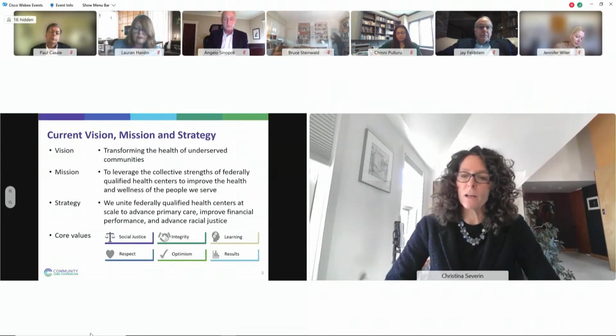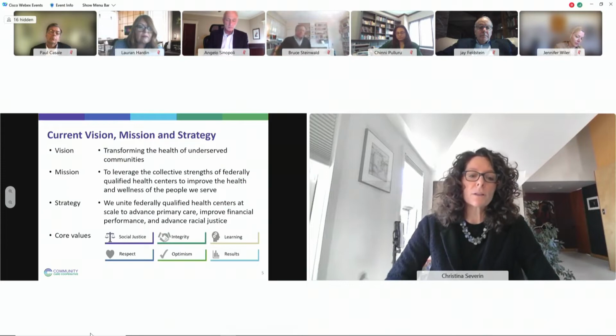This is our vision, mission, strategy, and core values. I'm just going to read the strategy. This is a trifecta strategy for C3. It's focused on uniting FQHCs at scale in order to transform primary care, improve the financial position of health centers, and advance racial justice at health centers, at C3, and in society.